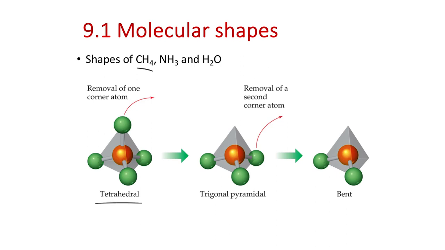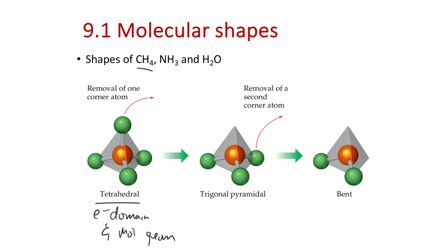So if you have a molecule that has no non-bonding domains, all bonding domains, then the electron domain geometry name is the same as the molecular geometry name. So CH4 is tetrahedral electron domain and molecular geometry.